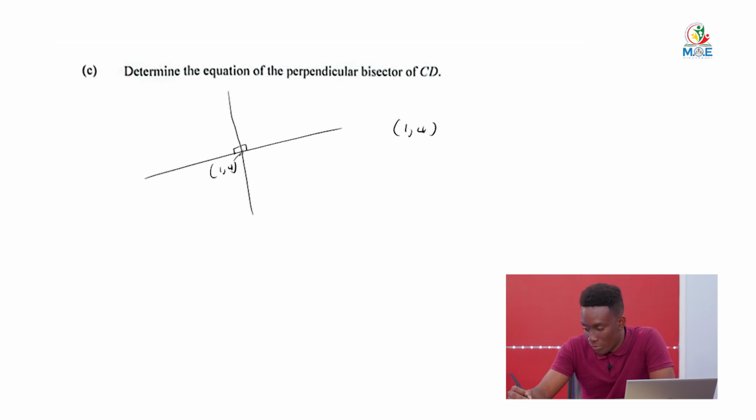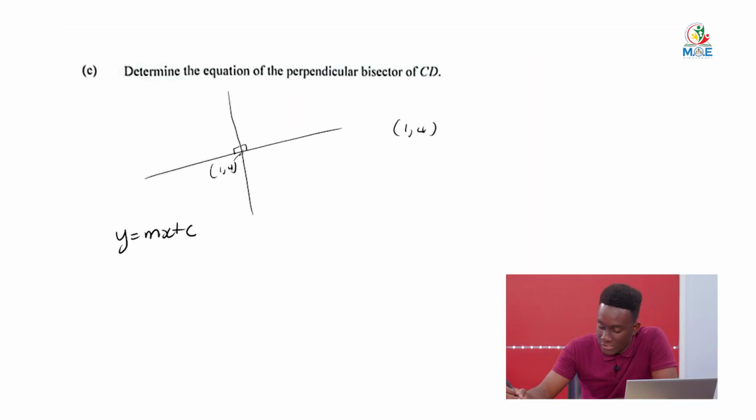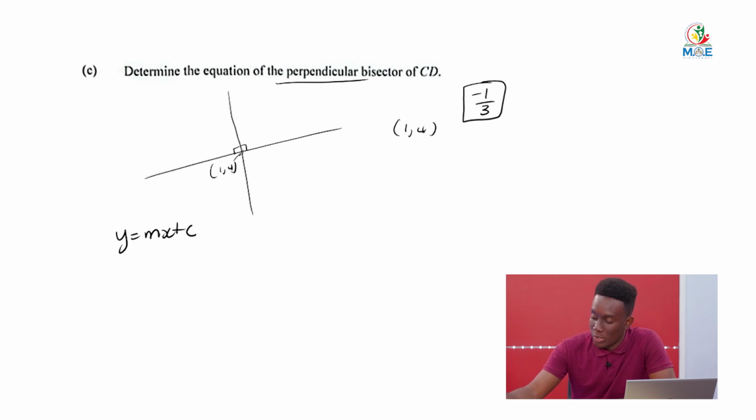So we know the general form for the equation of a straight line. It's y equals mx plus c, in which m is the gradient and c is the y-intercept. So first of all, do we know the gradient? We know the gradient of the other line is -1 over 3. Since this line is perpendicular, the gradient of this line would be the negative reciprocal of this. So we know this is -1 over 3, so this would be +3.